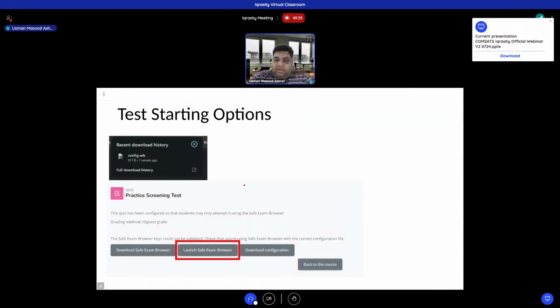Once it is installed, you can simply launch your quiz or exam from here by clicking Launch Safe Exam Browser, or you can download this configuration file and click the downloaded file, and it will simply open the browser and you can take your exam that way. We have a practice exam which is already uploaded, so you can practice the screening test before taking the real one.